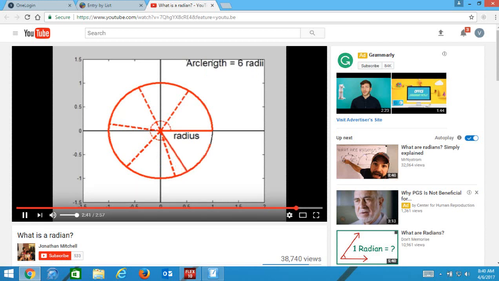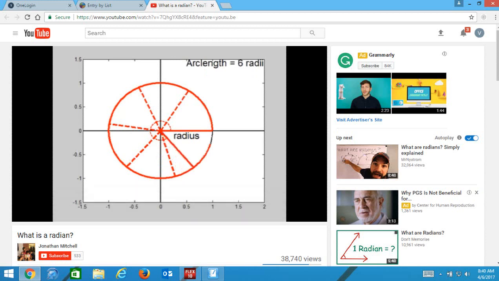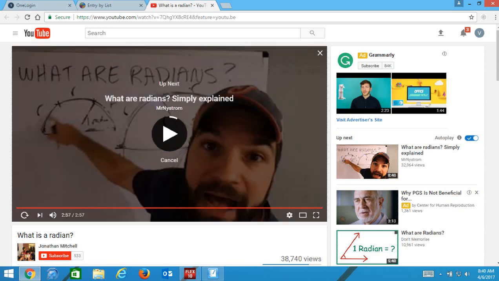So here we are with 6 radii. See how 6 doesn't make the whole circle. It's actually 6.28-ish because it's exactly all the way around the circle, a length of 2 pi. So the radians around the circle, there you go, is 2 pi.